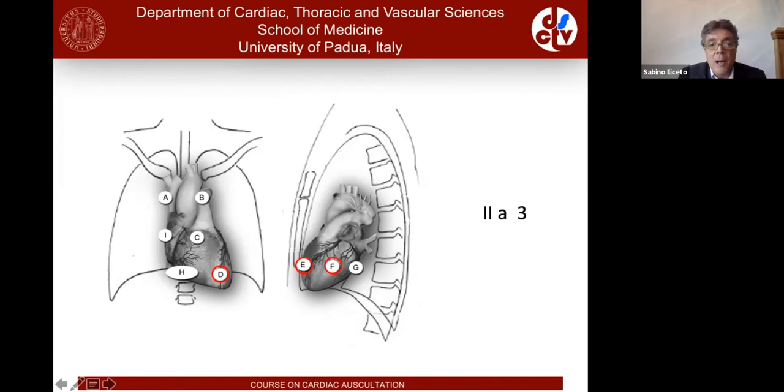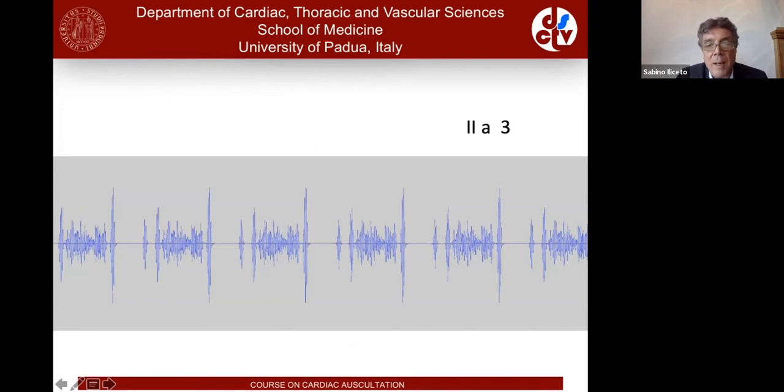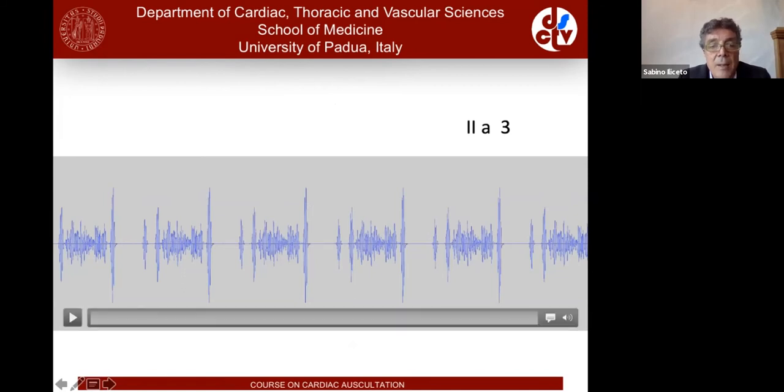So this is now a complete example of mitral stenosis, and I ask you to concentrate, because we have the complete finding presented. First sound, second sound, opening snap, murmur. First sound, second sound, opening snap, murmur.